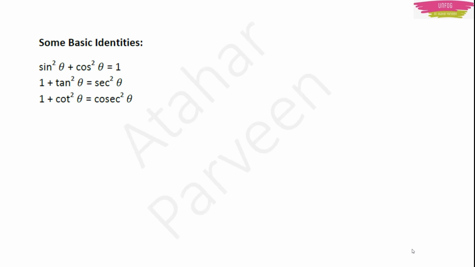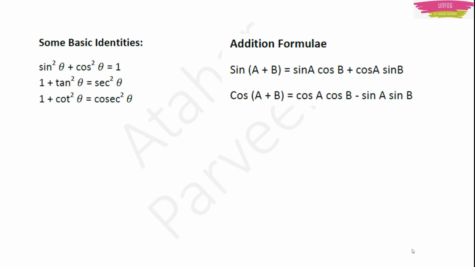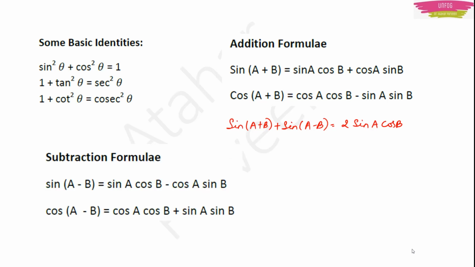Now, overall, friends, we need to learn few basic identities. These are the identities which we learnt in this class, and then the additional formulae. Then one more formula I have written here. I have not told anything about this in this class, but it is better you learn this formula also. Okay. Sin A plus B plus sin A minus B will be equal to 2 sin A cos B. And then the subtraction formula.